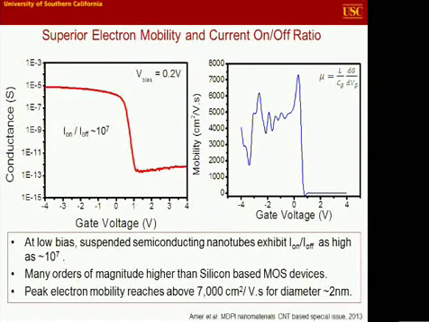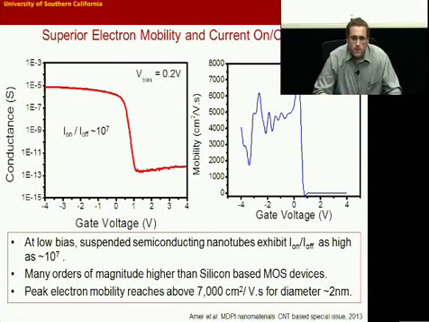Now, if we calculate the mobility by using the CMOS equation, which is basically the differential form of the conductance with respect to the gate voltage, you get an electron mobility that is about 7,000, which is much higher than the CMOS technology. And this is another aspect our devices actually compete with the MOSFET devices.